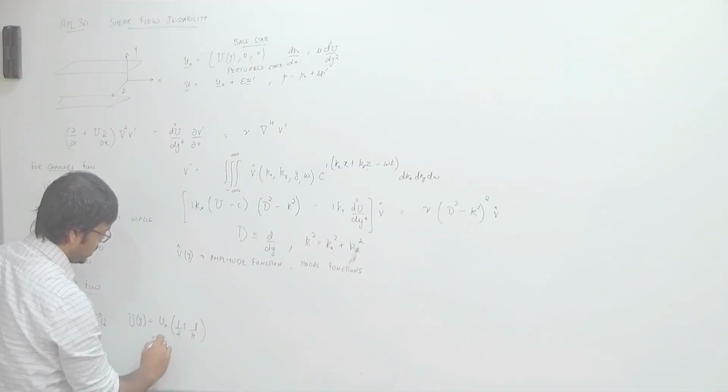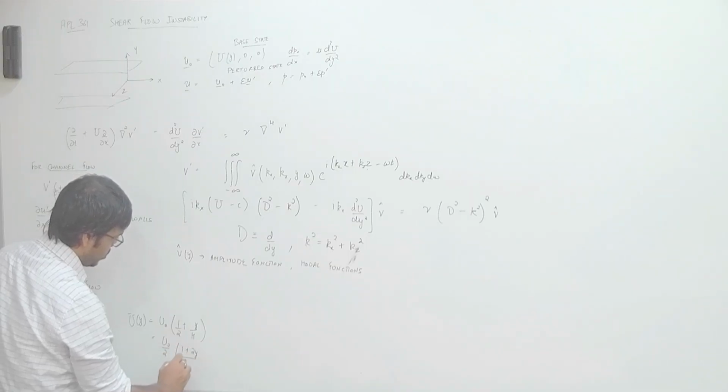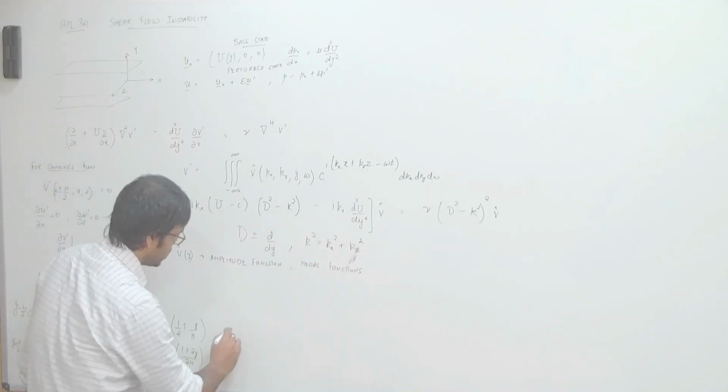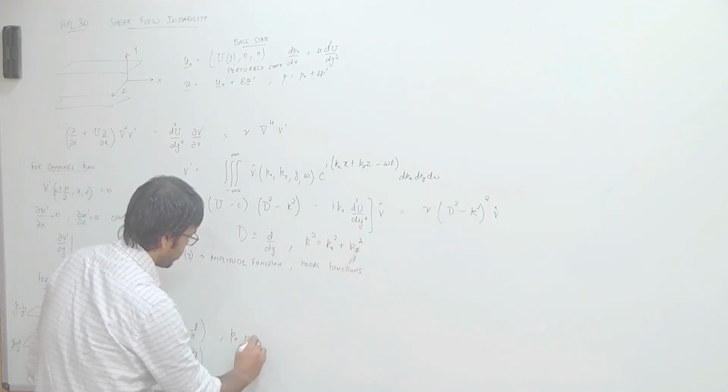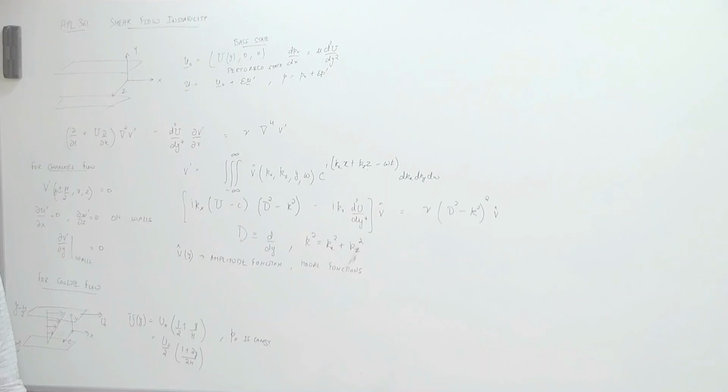So it is basically u naught by 2 into 1 plus 2y over h, right, because at y equals plus h by 2 this is u naught, and at y equals minus h by 2 this is 0. Okay, so the base state velocity looks something like this. It's a linear profile, right, and in this case your pressure p naught is constant.